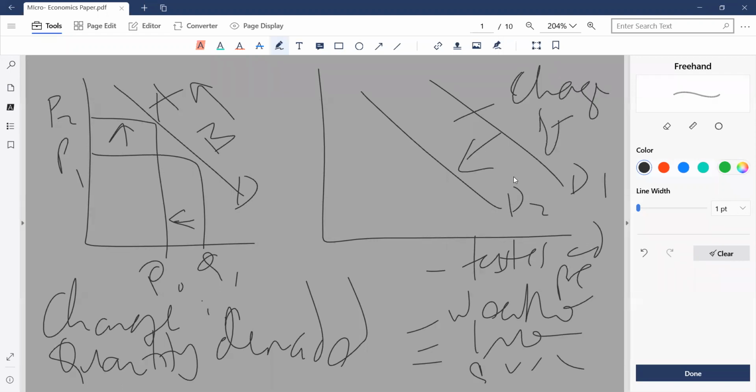A change in demand. This is a change in quantity demanded. This is a change in demand. So that question was saying, which one will not cause a change in demand? If it is not causing a change in demand, that means it is the price which causes a change in quantity demanded.